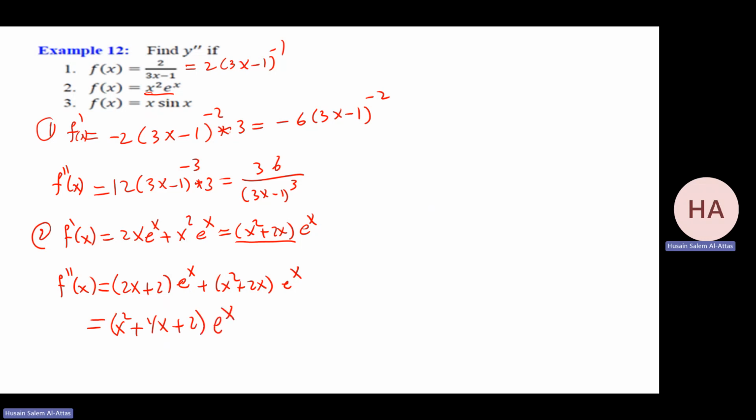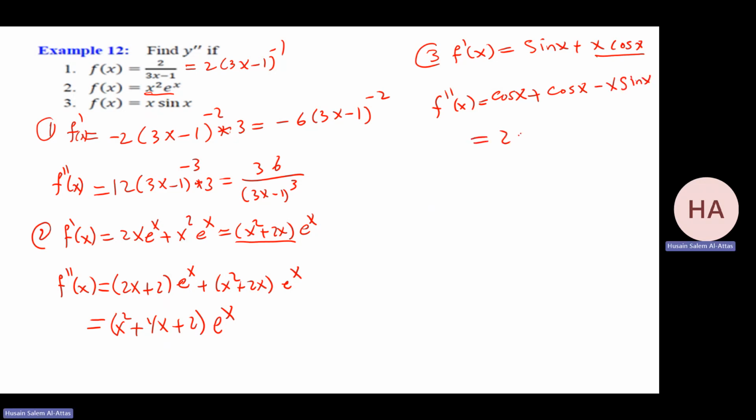Okay. Third one, f prime will be what? Same thing: sine x plus x cosine x. f double prime will be what? Cosine x plus, here I have the product rule again, that will be cosine x minus x sine x. So the answer is 2 cosine x minus x sine x.